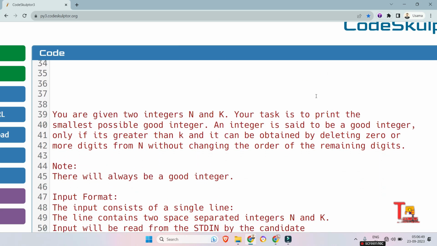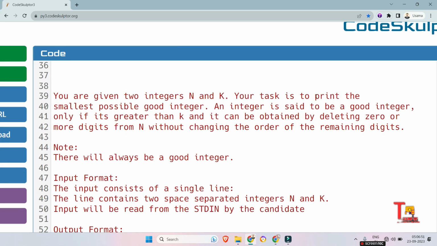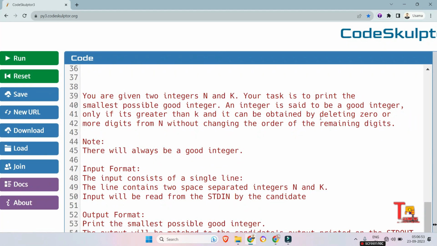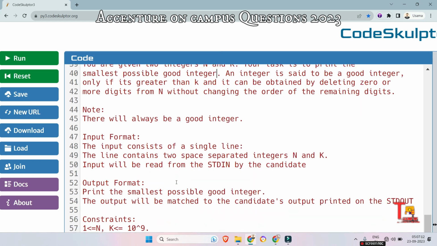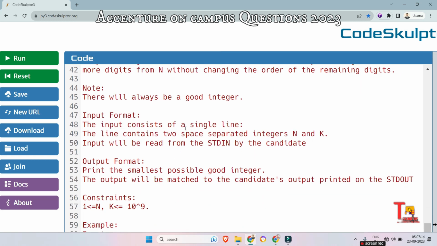The question is: you are given two integers n and k. Your task is to print the smallest possible good integer. So the question is regarding a good integer, right? An integer is said to be a good integer only if it's greater than k and it can be obtained by deleting zero or more digits from n without changing the order of the remaining digits. Note that there will always be a good integer.